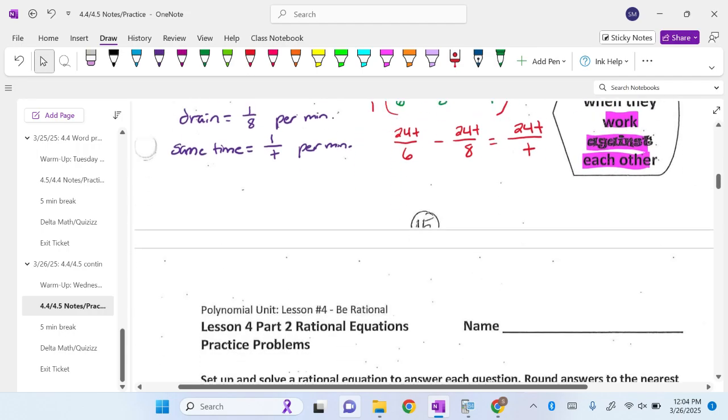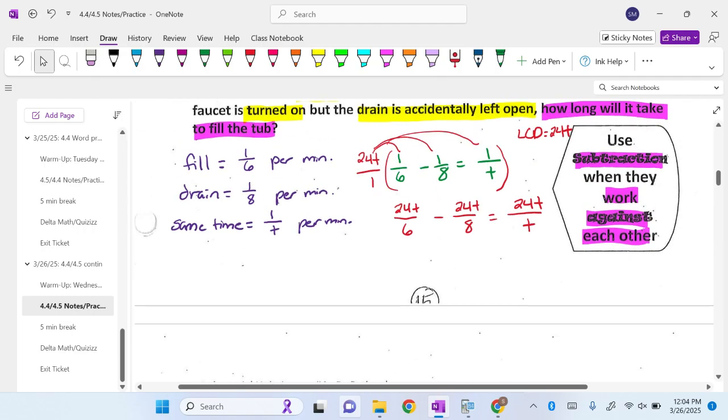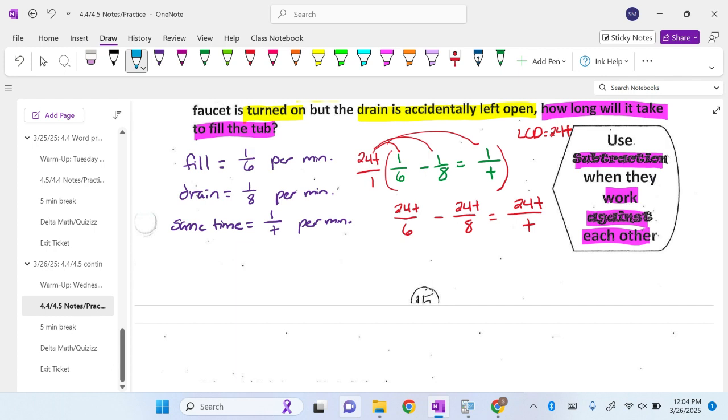All right. So now I can do some simplifying. What's 24T over 6 simplified down to? 4T. 24 divided by 6 is 4. Bring down the T. 24T divided by 8, we did that in the previous problem. That's 3T. Make sure it's separated by a minus. And then what's 24T divided by T? 24.